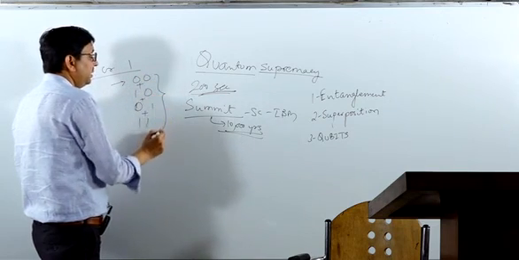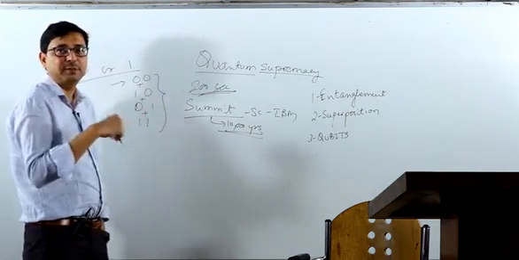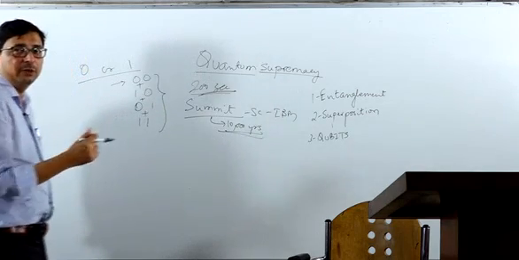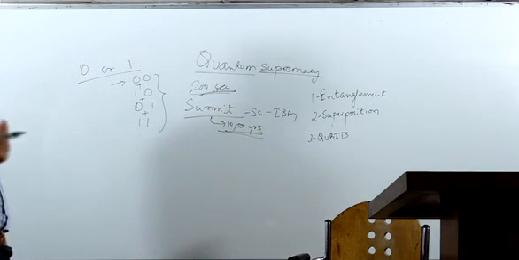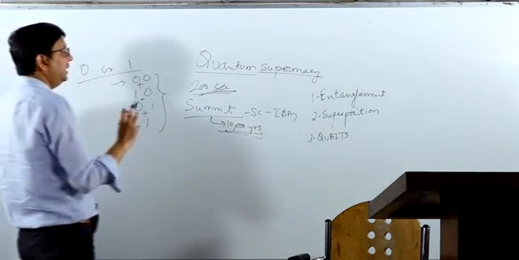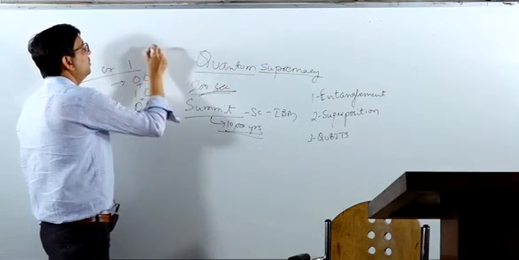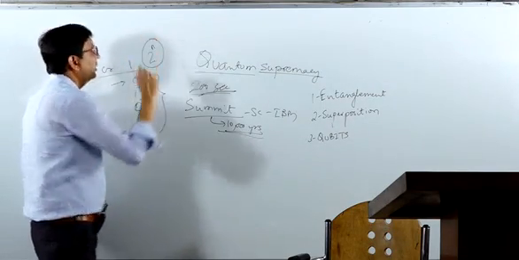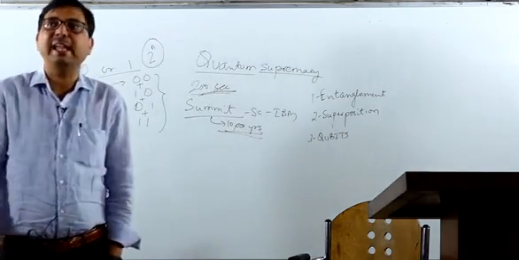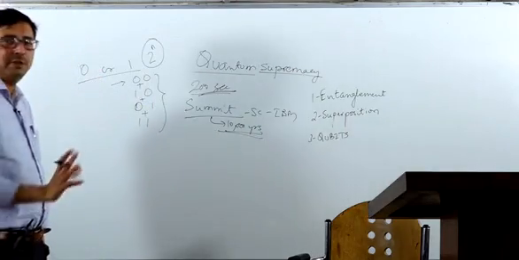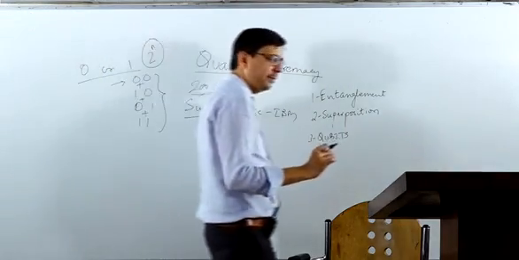So, for 2 qubits there are 4 possibilities. For 3 qubits there are 8 possibilities. So, basically the capacity of a quantum computer will increase exponentially, 2 raised to the power n. Okay, that is what we call quantum supremacy.